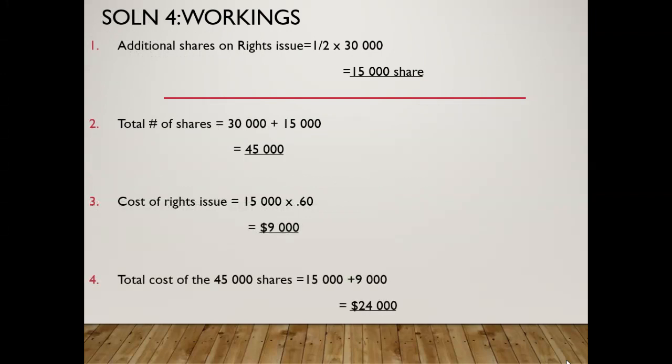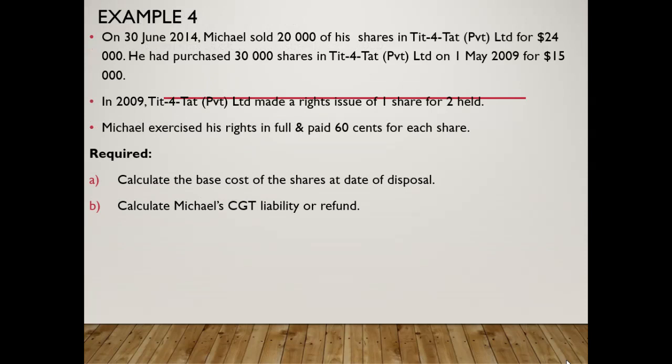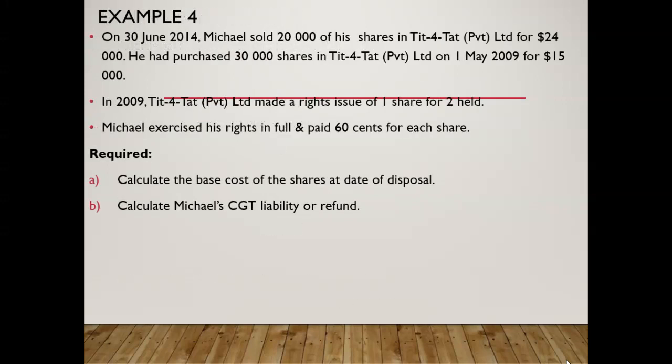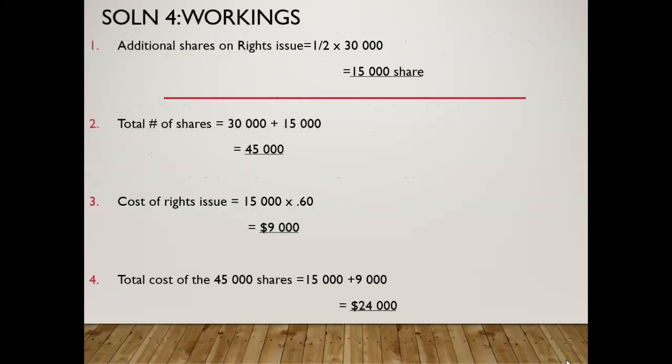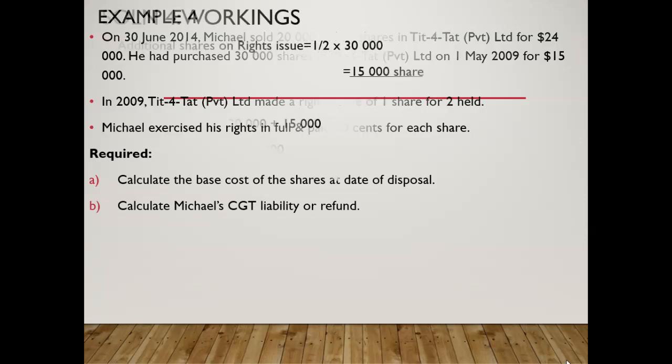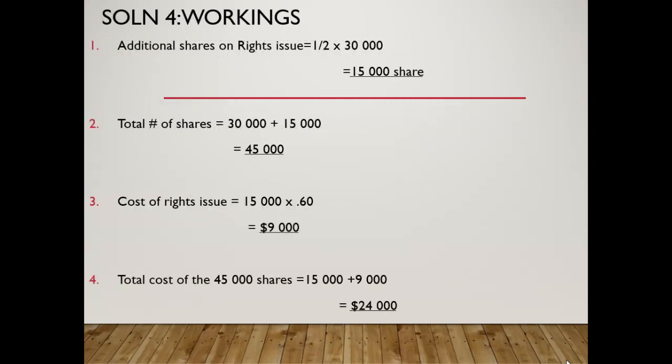Okay, so the first step was to calculate the number of the rights issue shares, and we are told that it was 1 for 2. So if you say 1/2 multiplied by 30, yes, by 30, that will be 15,000. Then the total shares will be the 30 original plus 15 of the rights issue. The cost of that issue was 60 cents, we paid 60 cents, then multiplied by 15, the cost was 9,000.